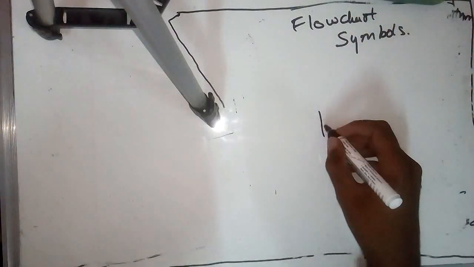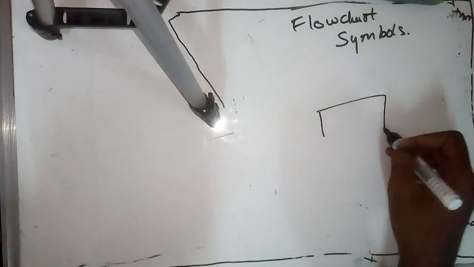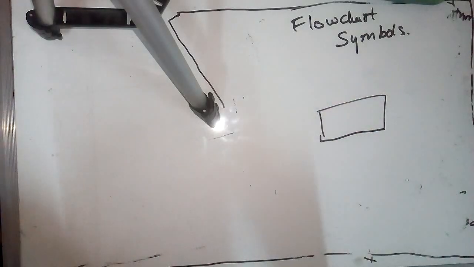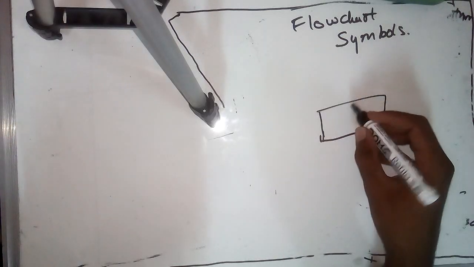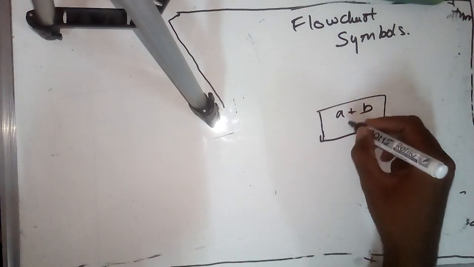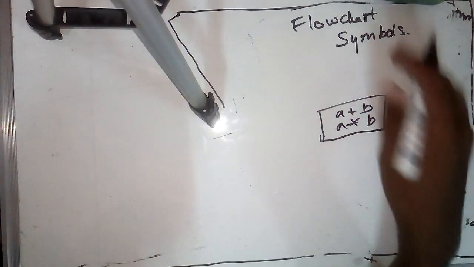And for the processing purpose, we are going to use a rectangle. The rectangle is used for processing, for example arithmetic and data manipulation operations. The instructions are listed inside the symbol. So we list the arithmetic operations here, for example a plus b, a into b, like that.